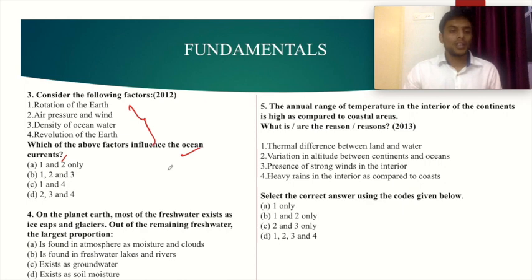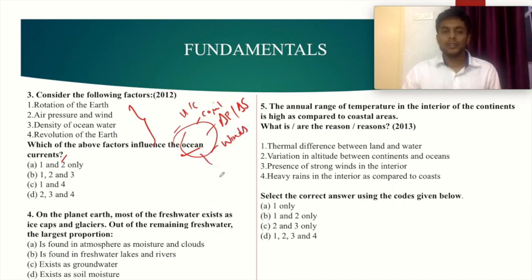So here, ocean currents. We all know about ocean currents. Ocean currents are either hot or cold. We all know the role of Coriolis has to be there. Then the role of gradient, pressure gradient or gradient of salinity, is also there. Role of winds is also there. And of course the role of density is also there. Rotation of earth, of course it is related to Coriolis force. Then air pressure and wind, of course it is related to the gradient. Then density of ocean water, of course yes. Then revolution of earth, it is not.